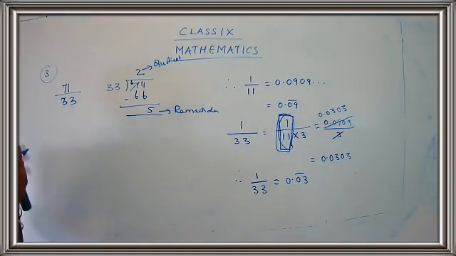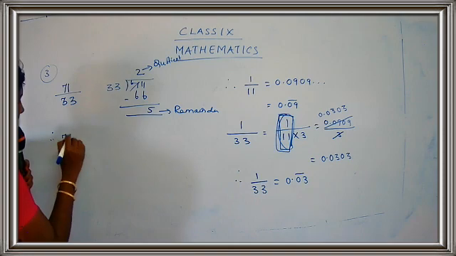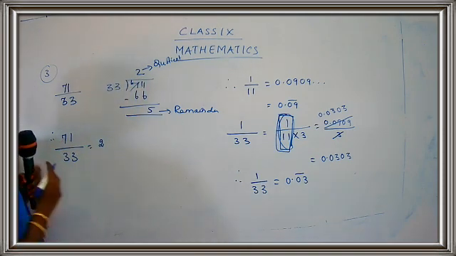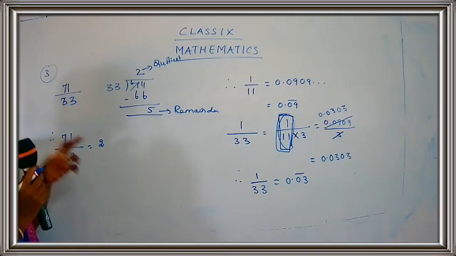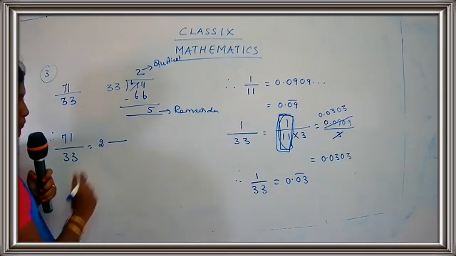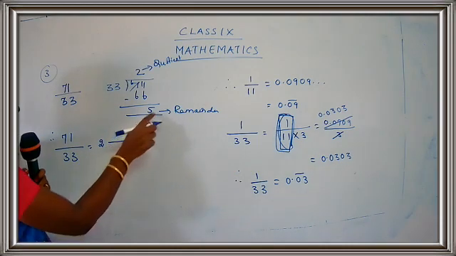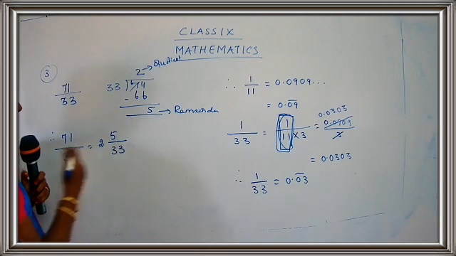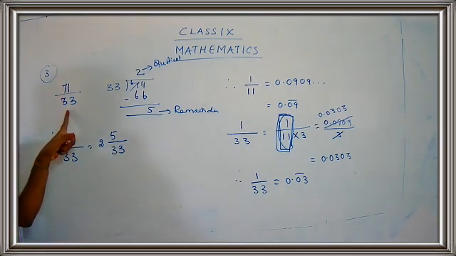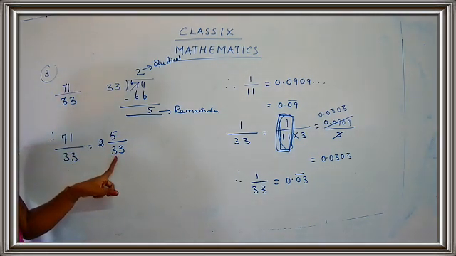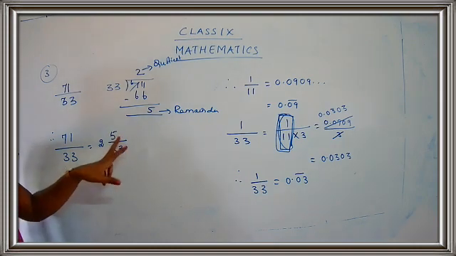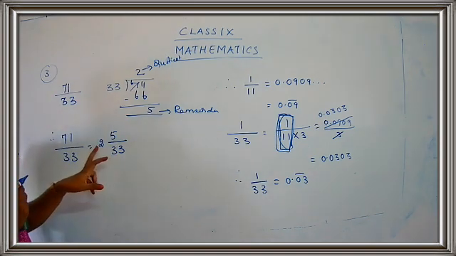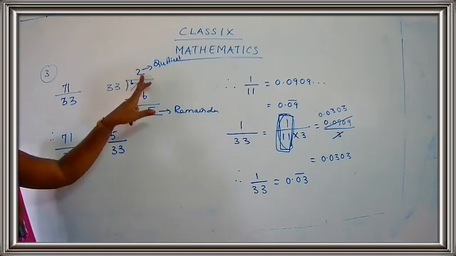Okay, so let's try to write down. Therefore 71 upon 33 is equal to, the quotient part will be written in the front. Write the quotient in the front. Write the remainder as a fraction. You have to just draw a line. The remainder part will go in the numerator and the denominator will be kept the same, 33. In the numerator, you have to write the number 5, that is the remainder. And in the front, you have to write the quotient, that is 2.